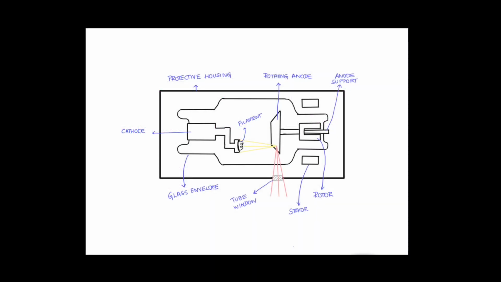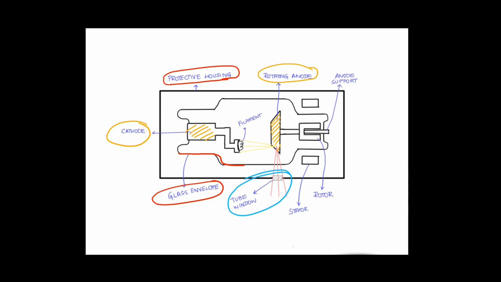This is a labeled diagram of the structure of the X-ray tube, where the protective housing and glass envelope form the external structures, the cathode and anode form the internal functioning units, and then there is the tube window from which the X-ray exits.